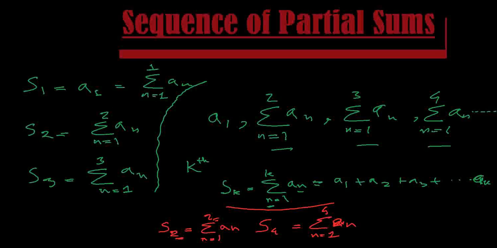There are a couple of series, like geometric series, harmonic series, alternating series, telescoping series, and so on. We are going to talk about those later. Today we talked about the sequence of partial sums, which can be denoted using this formula here.